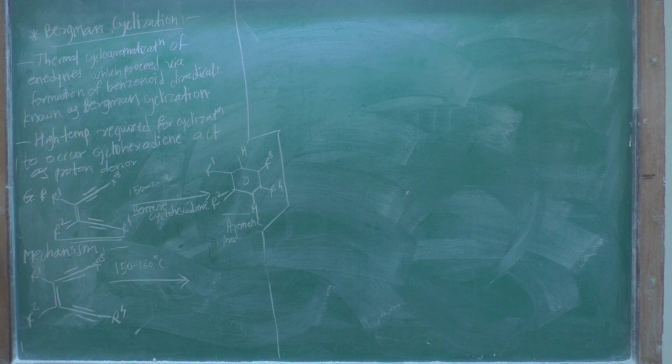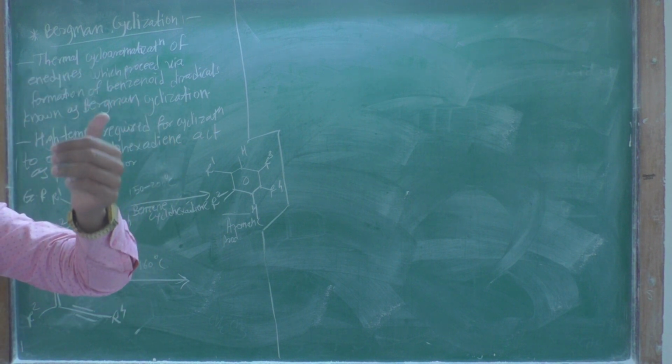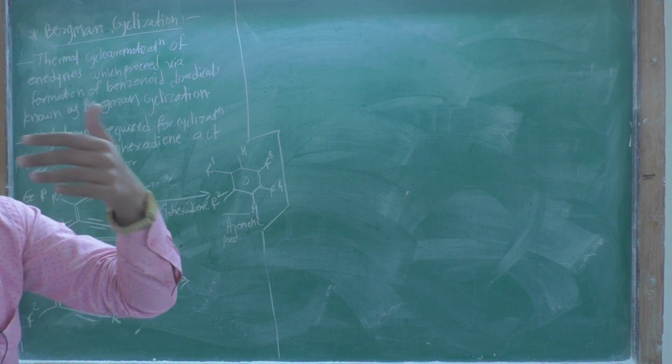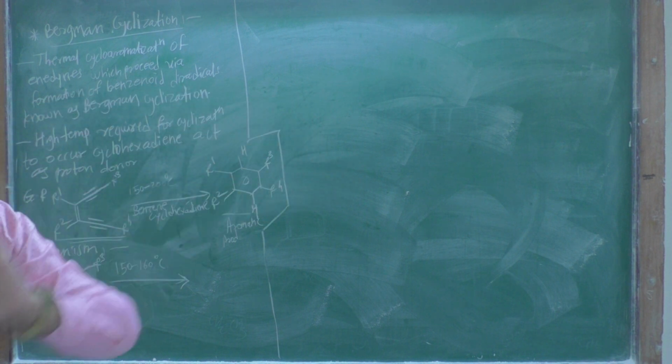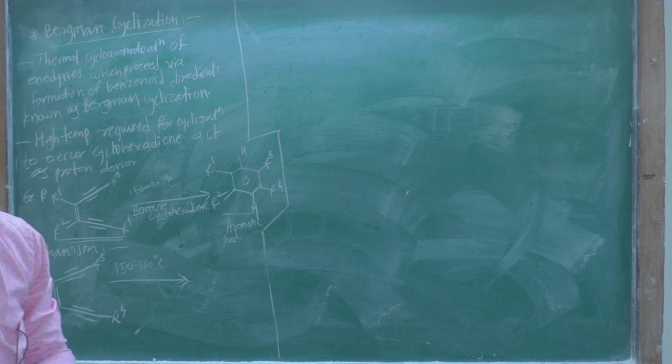The definition is simple. It is the thermal cycloaromatization of enediyne, which proceeds via the formation of a benzenoid diradical. It is known as the Bergman cyclization reaction.